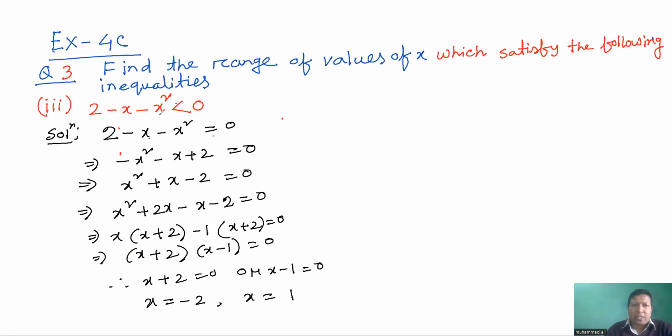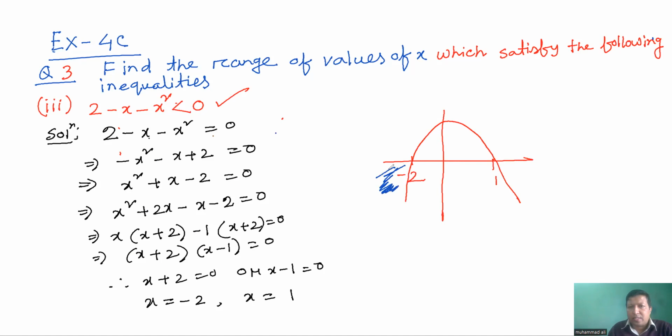Keep in mind, as the x squared coefficient is negative, the curve will be cap shaped. On the x-axis, it will pass through -2 and 1. The curve will be cap shaped, like this. Now, what do we want? We want where the curve is less than 0, that means negative. The curve is less than 0 under the x-axis, this part and that part.